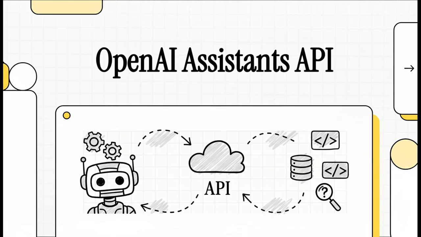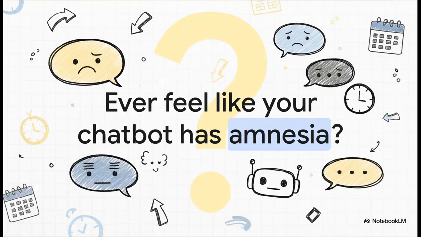Today we are going to tackle something that's a real game changer for developers, the OpenAI Assistants API. And trust me, it's designed to fix one of the biggest headaches in AI. So, have you ever built a chatbot and felt like it has just total amnesia? You tell it something and 2 messages later, poof, it's gone. That's what we call a stateless problem. And honestly, it's been a massive roadblock for a long time.